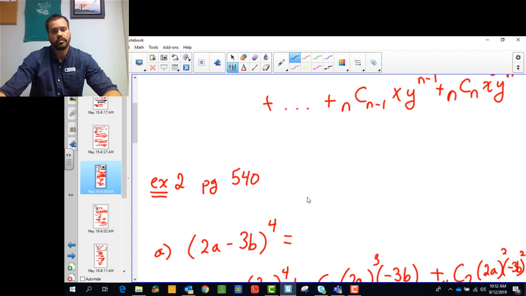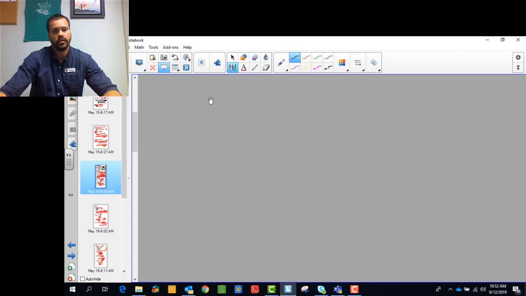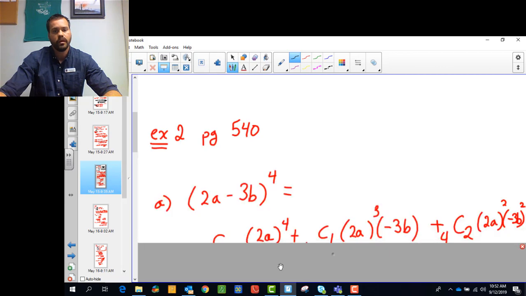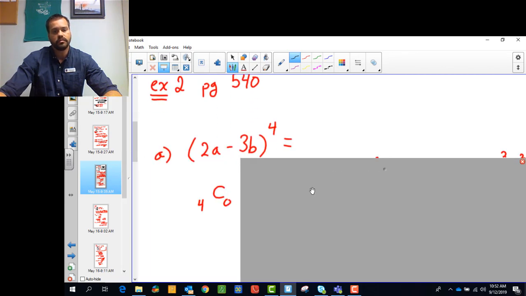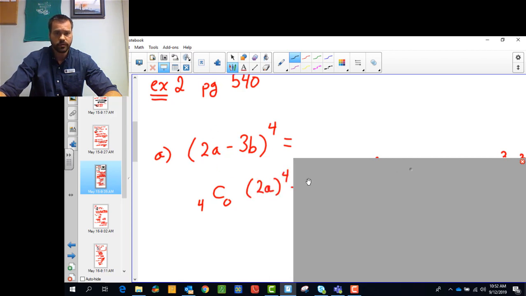Okay, so if we're going to do an example, this is on page 540, but it says 2a minus 3b to the 4th power. I want to know what that is. All right, so I start out by saying the coefficient is going to be 4 choose 0 to start, because the power is 4 here, so it becomes my n, and I just go up by 1, so it's n choose 0, then n choose 1, n choose 2, all the way up. Then the first term gets all of the power, so it's to the 4th. The second term isn't there, it's 0.